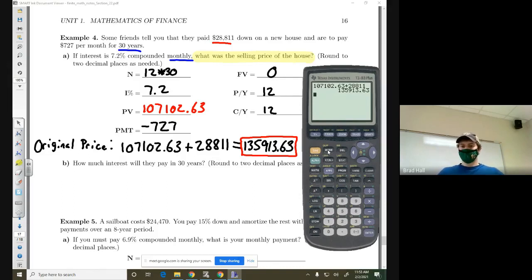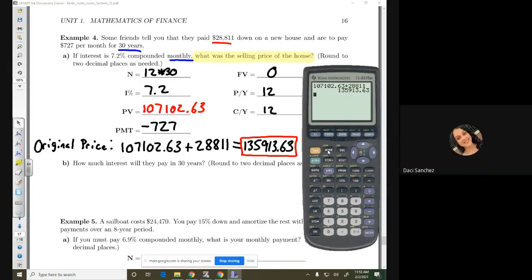Does anyone have any questions so far about part A? If not, so down payments, you're always going to be finding PV first?